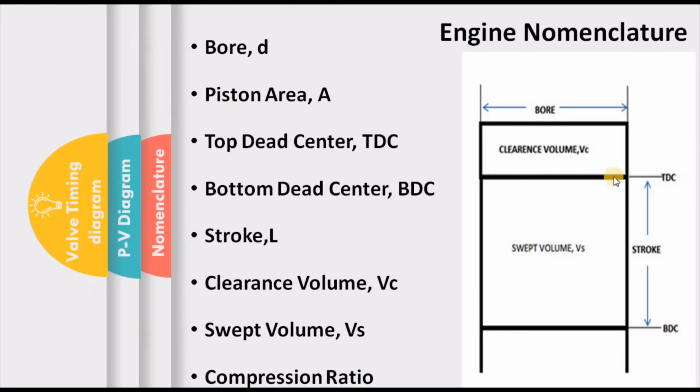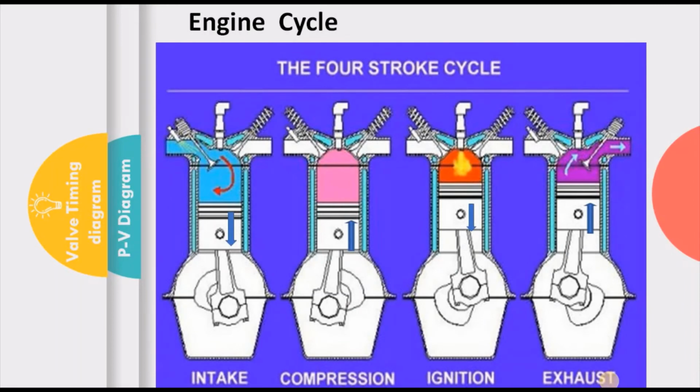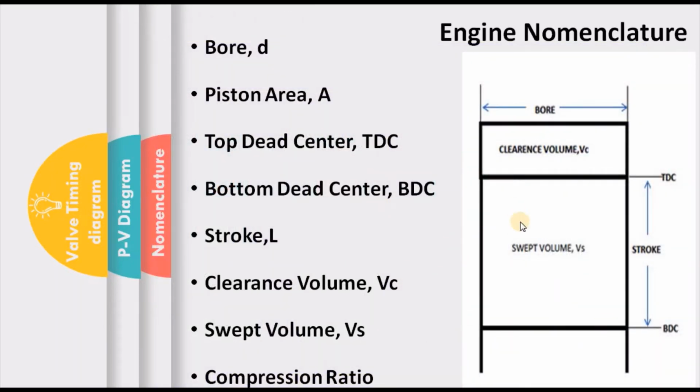So the dead center can be on the upper side or the lower side. Correspondingly we have two dead centers. One is the top dead center and the other is the bottom dead center. The top dead center corresponds to the point where the piston has moved up to its extreme, and the bottom dead center is when it is at the bottom. The top dead center is the position of the piston when it is farthest away from the crankshaft, and the bottom dead center is the position of the piston when it is nearest to the crankshaft.